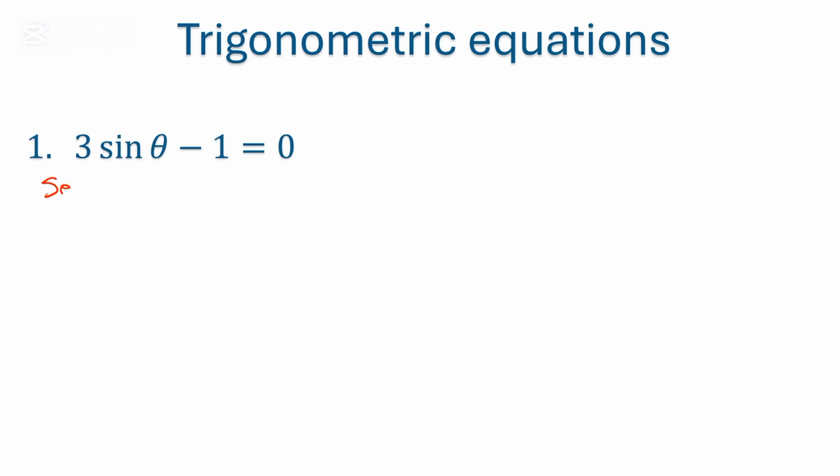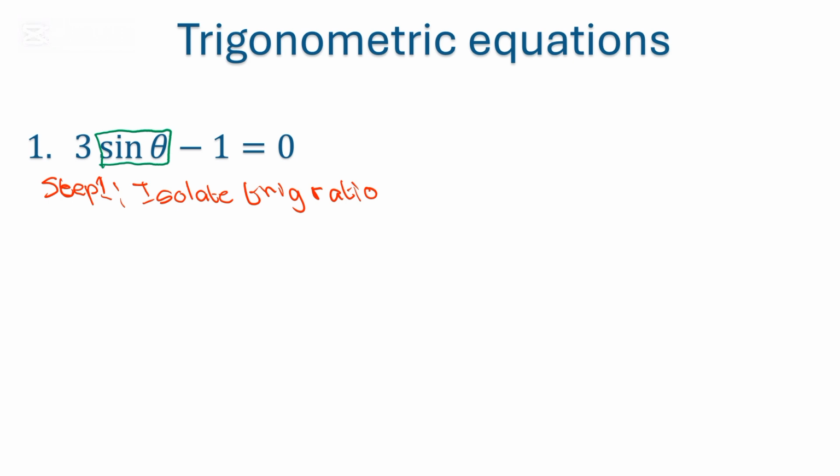Step one: you need to isolate your trig ratio. That's step one. You need to know how to isolate the trig ratio. Now we need to identify what your trig ratio is. In this case, your sine theta is your trig ratio, so you must isolate your sine theta.